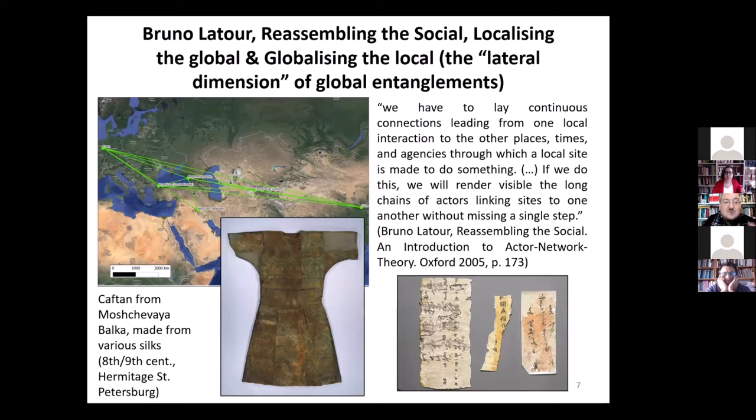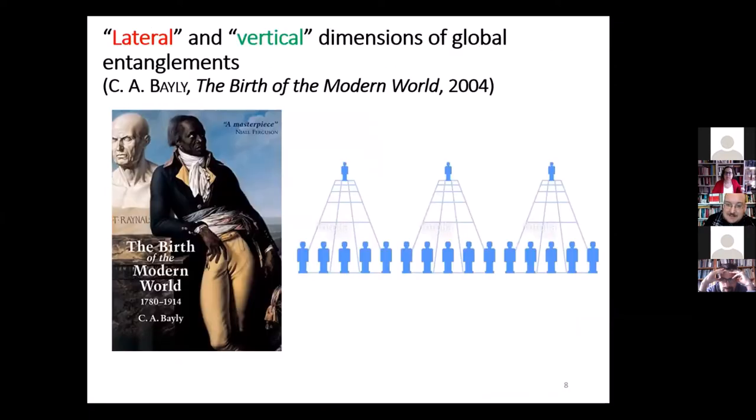So we can also draw a map, if you would like, to visualize these links to globalize the local, or localize the global as it is localized in Moschevaya Balka. So this would be what one could call the lateral dimension of global entanglements. This idea of lateral dimensions I borrowed from C.A. Bailey, from his great masterpiece, The Birth of the Modern World.